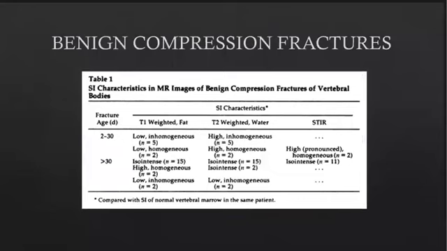This chart summarizes marrow signal intensity characteristics that were found in patients with post-traumatic compression fractures of vertebral bodies. It will be available after the presentation.